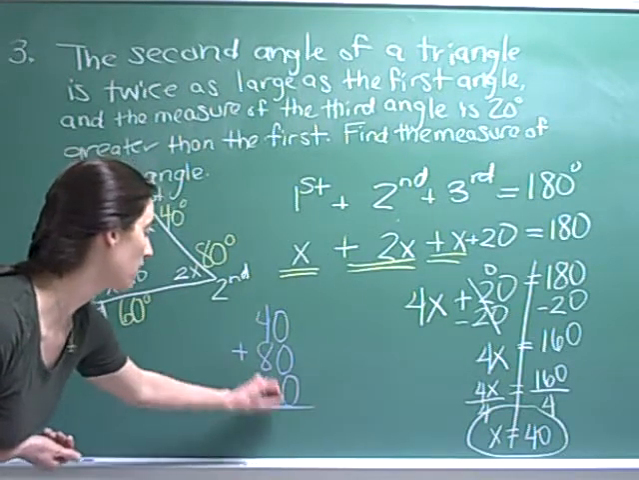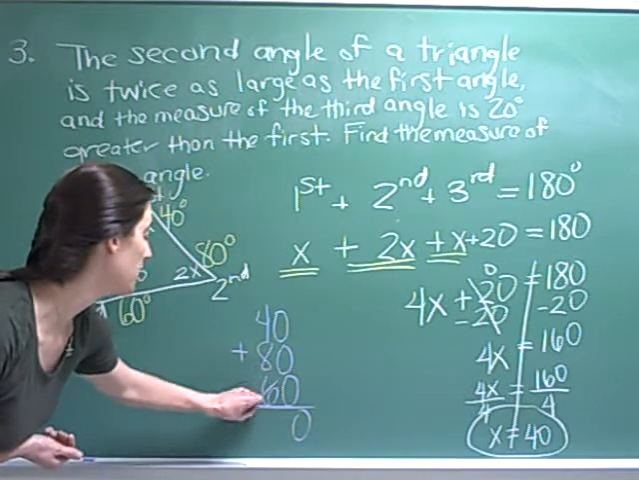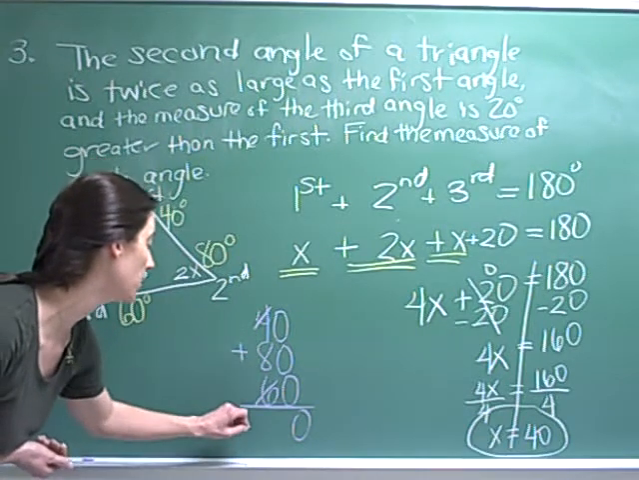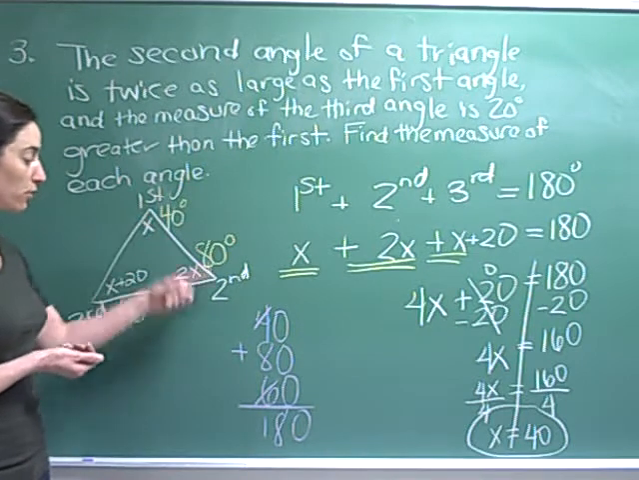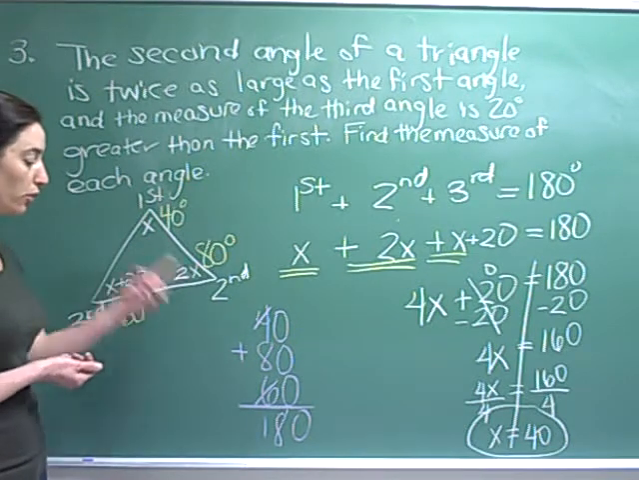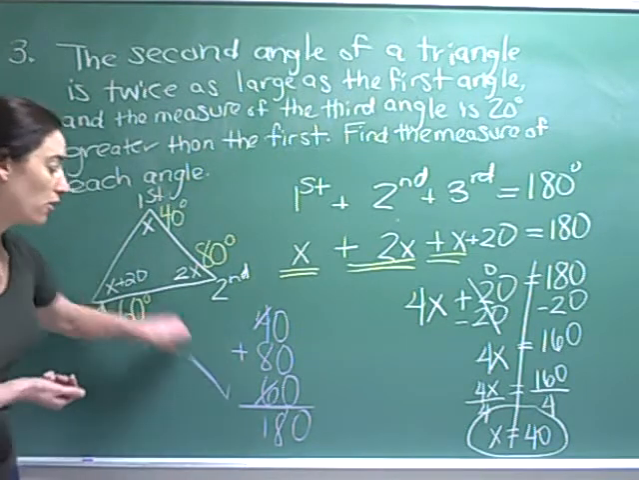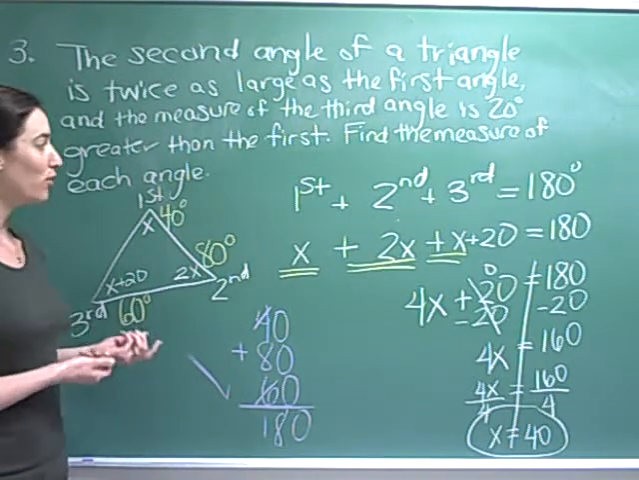So that's going to be 0. 6 plus 4 is 10, plus 8 is 180. So sure enough, I found a measurement for each angle, and they all total to 180 degrees. So I know I did this problem correctly, and I can move on to the next one.